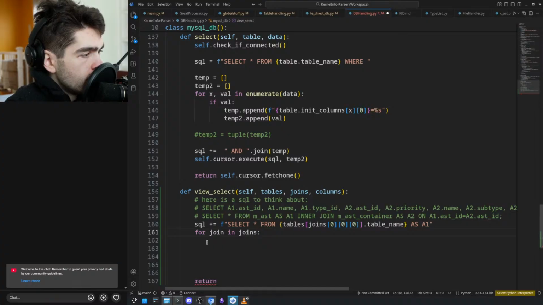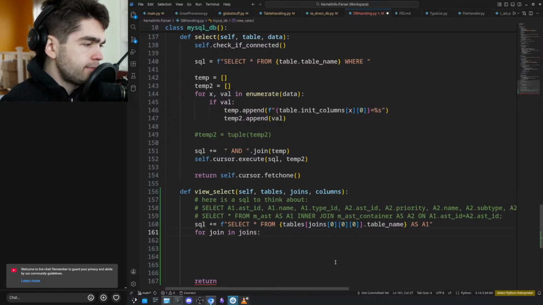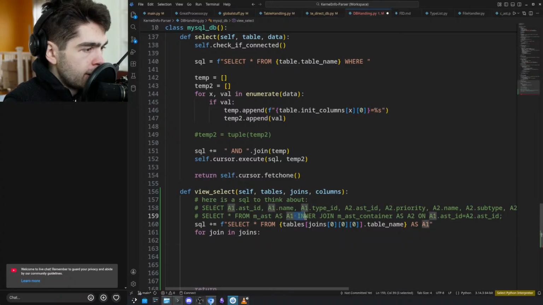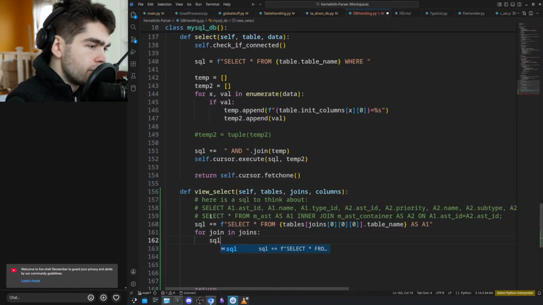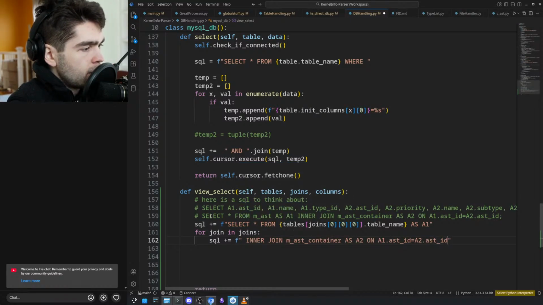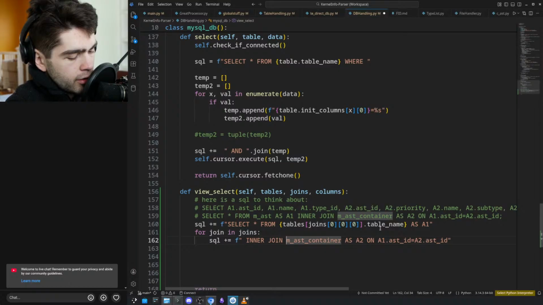Okay. So now we need to iterate through each of them. Let's go. So what we want to create is this. So let's do SQL plus equal. And I'm sure we can be smart enough to be able to find all of that. Alright. So let's actually find this.